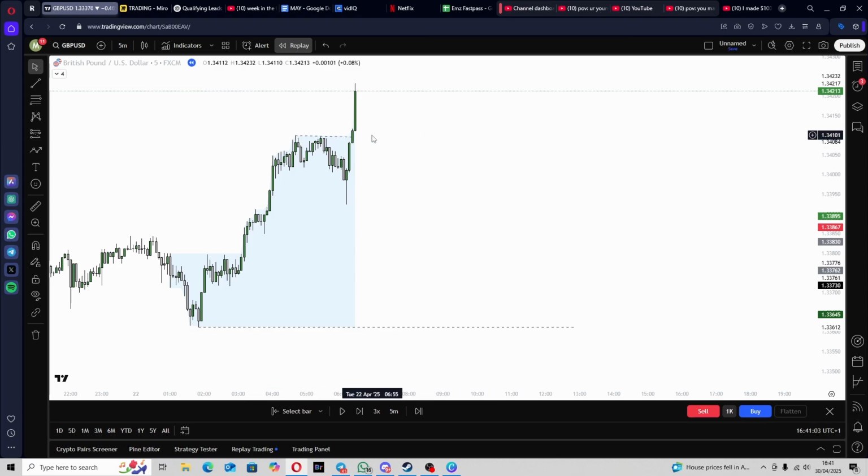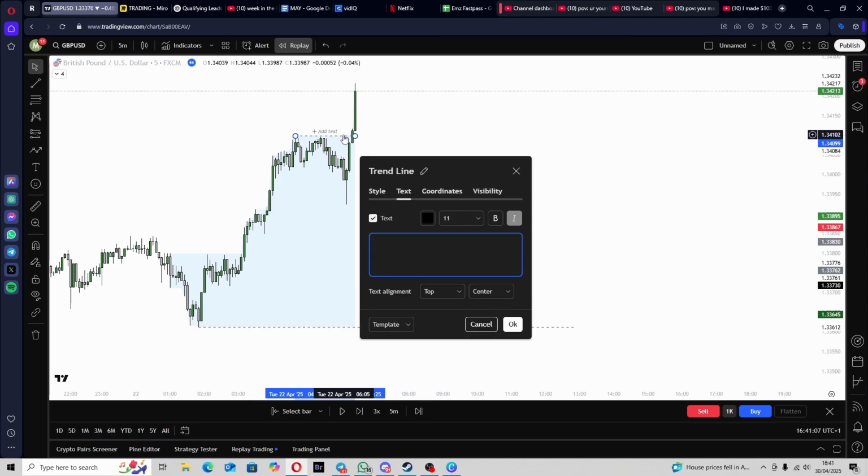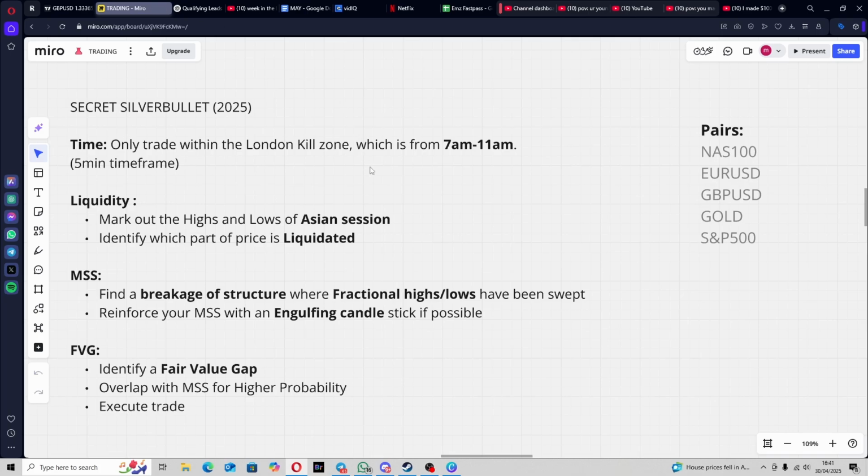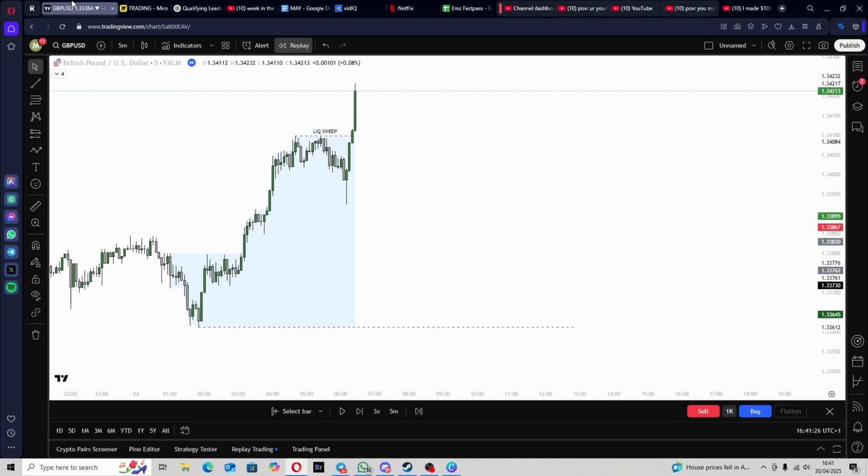So as soon as the highs got swept, this is what you need to do. You need to first mark this out as a liquidity sweep. So that's the liquidity sweep done right there. What you need to do now is find a break of structure where fractional highs or fractional lows have completely been swept, and then we reinforce our market structure shift with an engulfing candlestick, only if it's possible. Right, let me explain all of this.